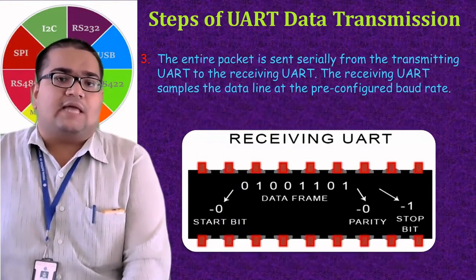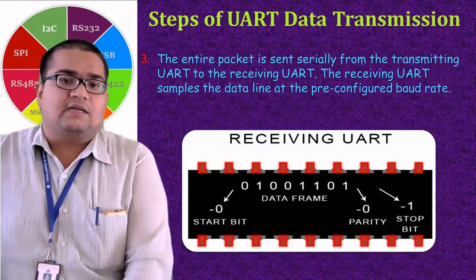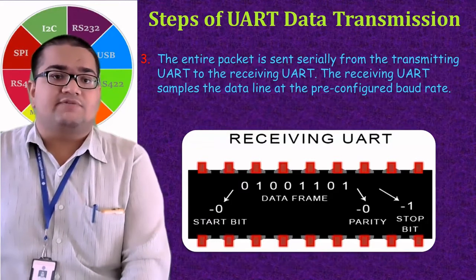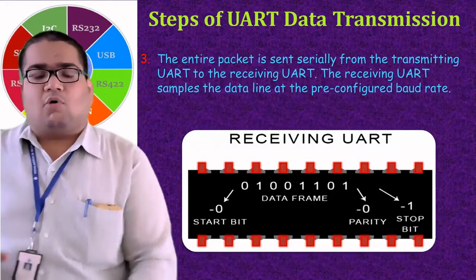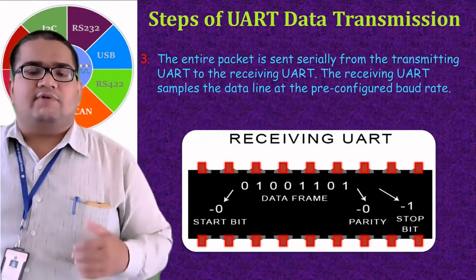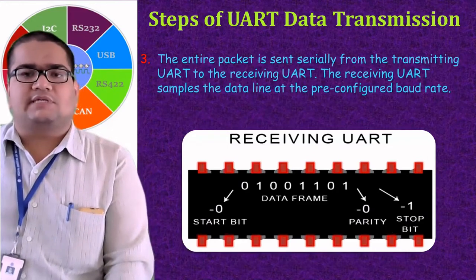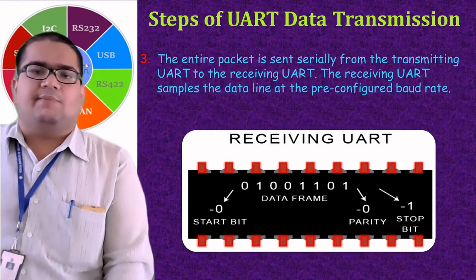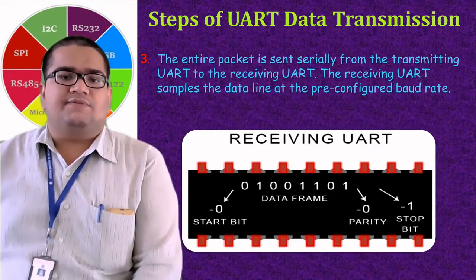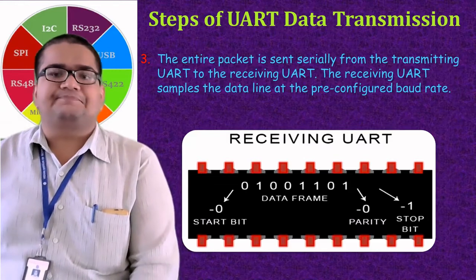After that, the entire packet is sent serially from the transmitting UART to the receiving UART. The receiving UART samples the data at a predefined or pre-configured baud rate, which both the transmitter and the receiver have to agree on. Generally in UART communications, we program the baud rate for transmission and reception. Many computers will have a specific baud rate fixed for the receiving COM ports, UART ports.